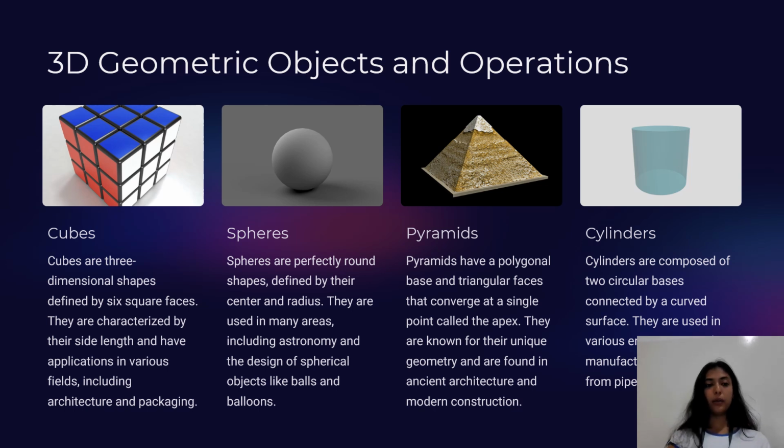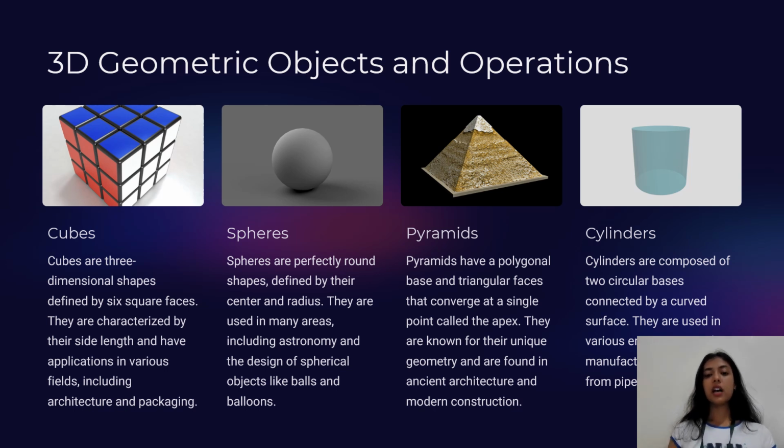Next are 3D geometric objects and operations. Cubes are three-dimensional shapes defined by 6 square faces. They are characterized by their side length and have applications in various fields, including architecture and packaging. Spheres are perfectly round shapes defined by their center and radius. They are used in many areas, including astronomy and the design of spherical objects like balls and balloons.